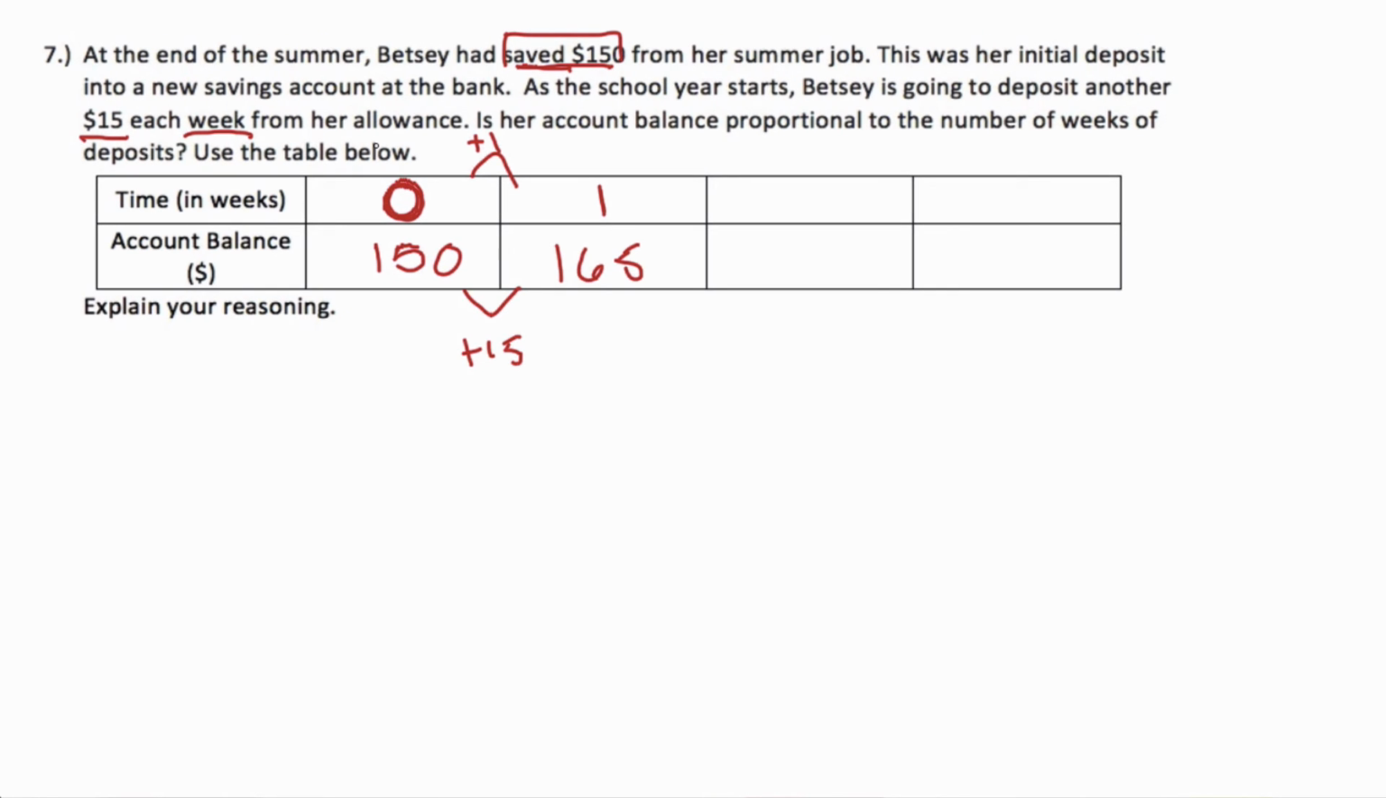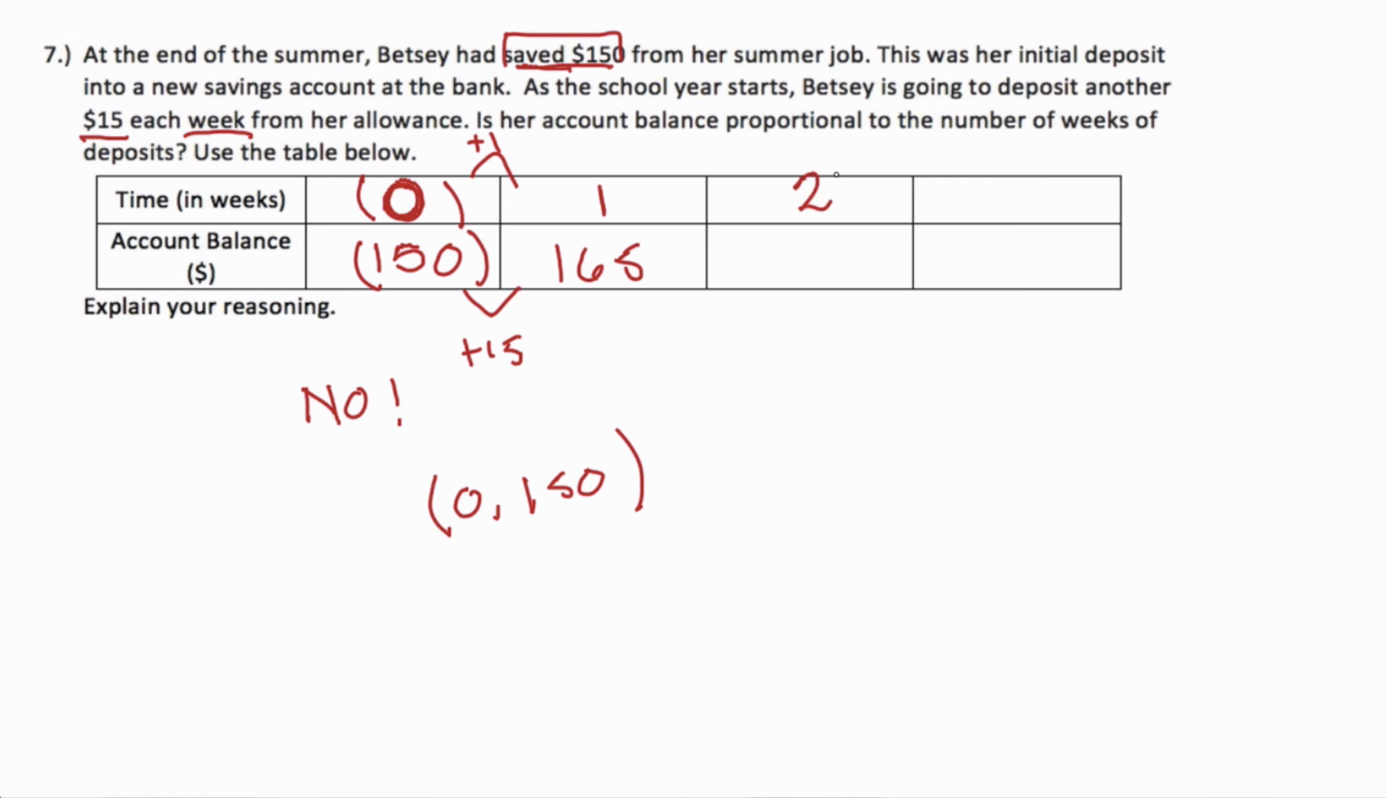But let's just stop right now and see if we can answer the question, is this a proportional relationship? And the answer is no, right? It's because at 0 weeks, she had $150. So the initial spot on any graph is going to be 0, 150, right? Let's add one more.